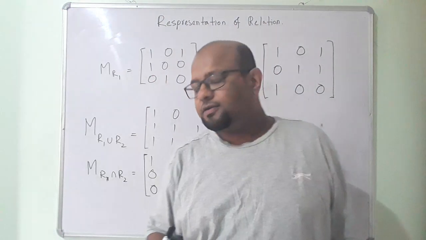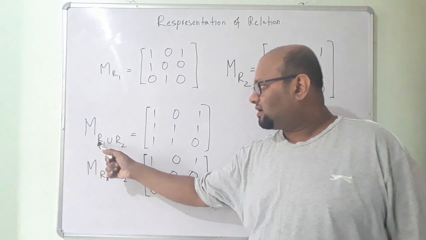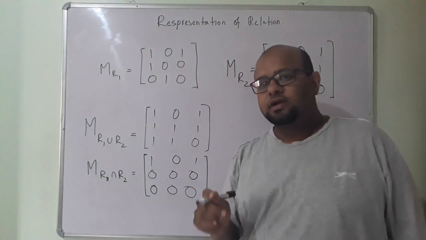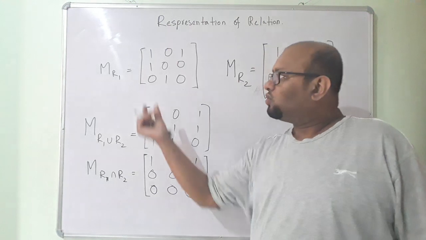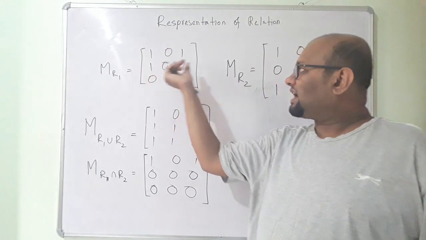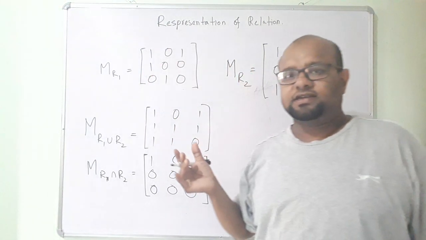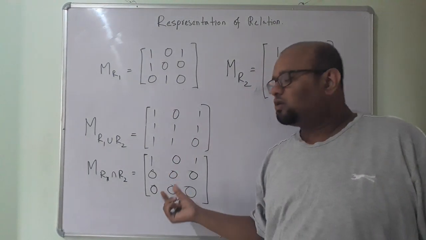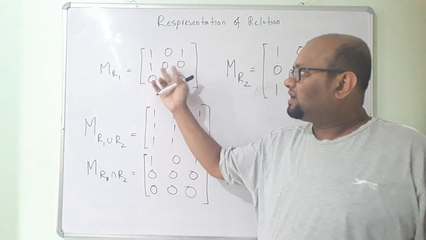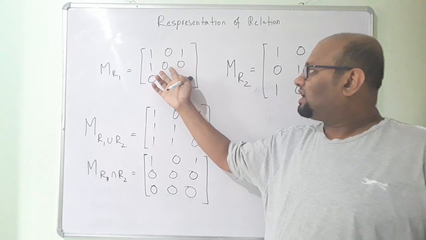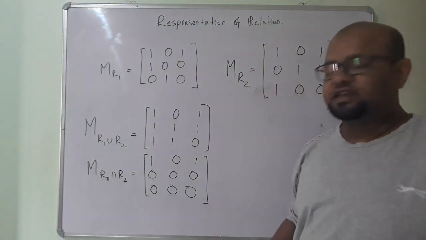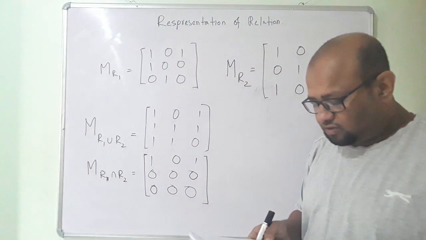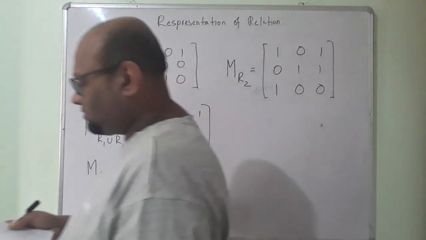So in the union, what did we do? To find some position ij, we did the OR of ij in this matrix and ij in that matrix. To find some position ij in the intersection, we did the position wise AND of ij in here and ij in here. So that is how we got this intersection, and this is how we got this union. Okay, so simple.